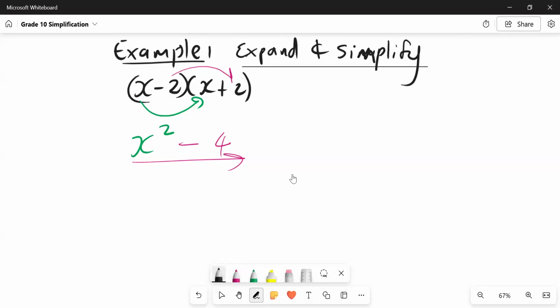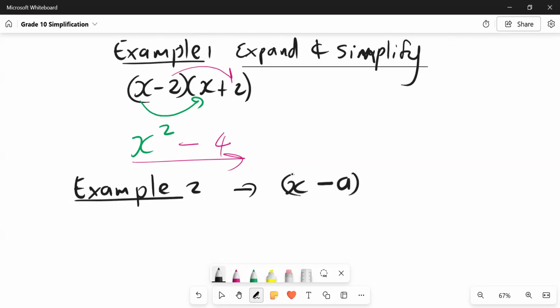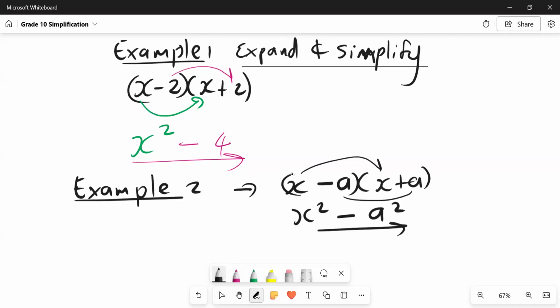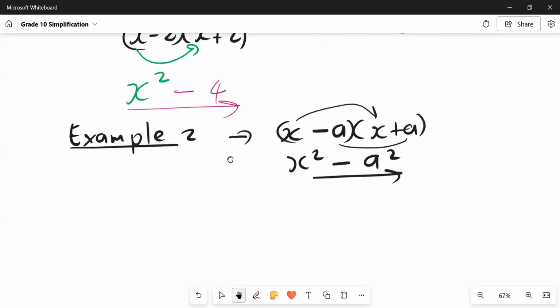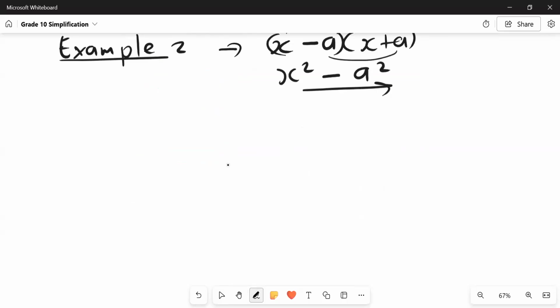Moving to example number 2. We apply the same thing. Now they're giving us x minus a and then x plus a. First terms, that's x squared. Last terms, that's minus a squared. Done. Can you see, guys, this is just simple. Let's move to example number 3.